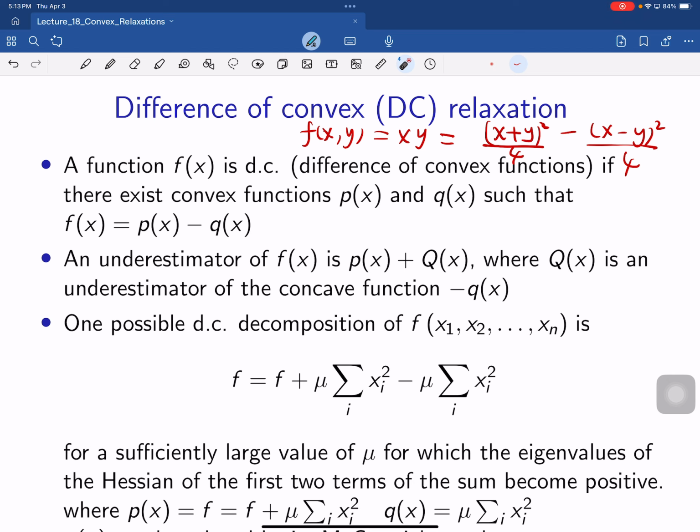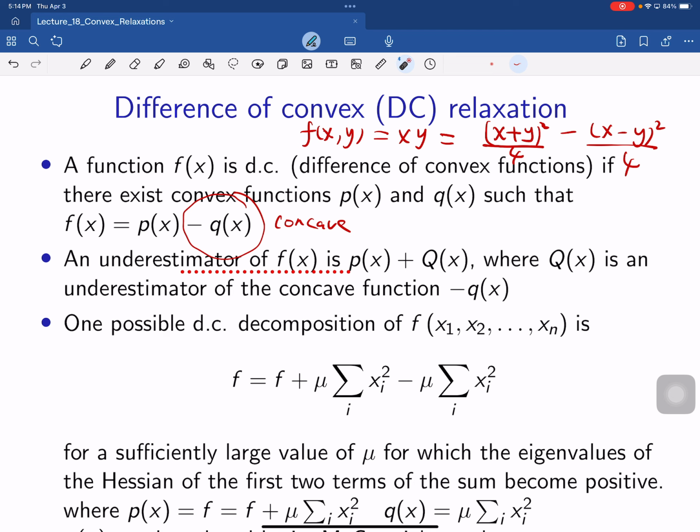Now, of course, if you do this simple replacement, it's like doing nothing, right? You just represent the original function in a different way. However, if you can replace this minus q(x), so q(x) is a convex function, then minus q(x) is a concave function. So if you can have an underestimator of this concave function minus q(x), then you come up with a relaxation of the original. Come up with an underestimator of the original function, right?